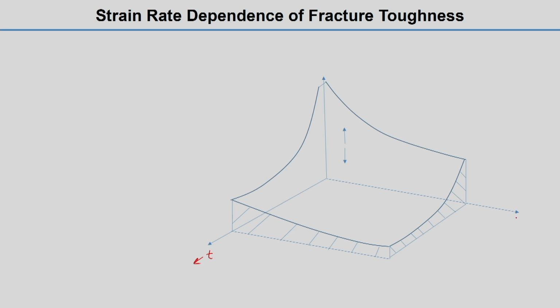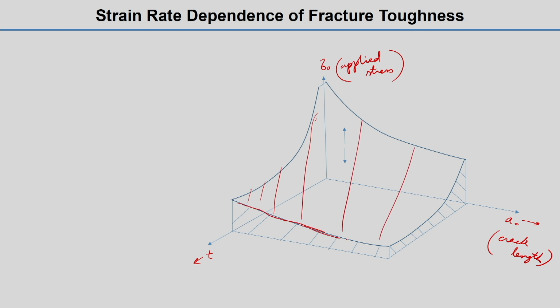So we'll now see a plot on the strain rate dependence of fracture toughness. What this plot says is that this is a three-dimensional plot, with time on this axis, crack length, a naught, on this axis, and on the vertical axis sigma naught, which is the applied stress. What this entire surface means is that it can give you some idea about KID, which depends on time.